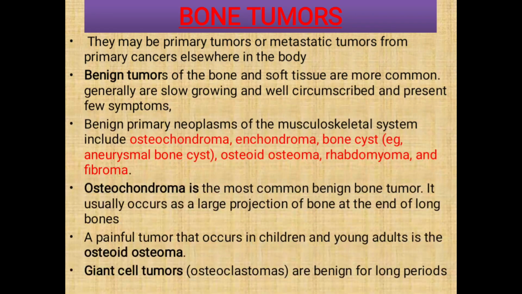Giant cell tumors, that is osteoclastomas, are benign for long periods. So basically let's hold on to osteochondroma, osteoma and giant cell tumors. So for osteochondroma we said it is a large projection of the bone at the end of the long bones. Then we said a painful tumor that occurs in young children and young adults is the osteoma.